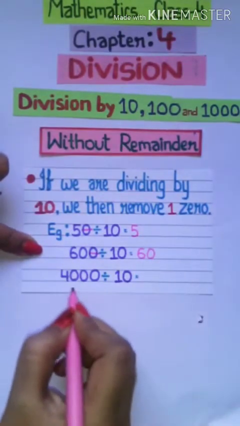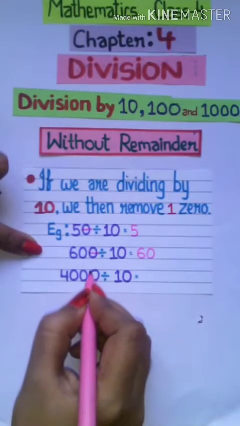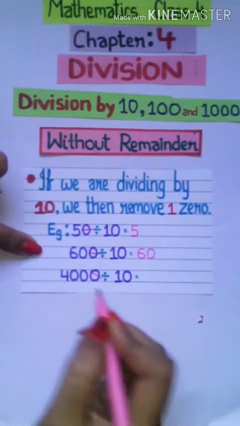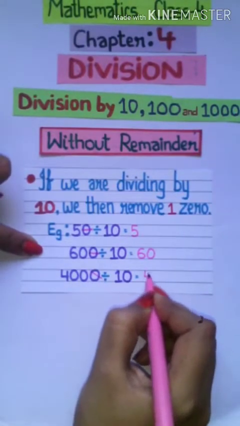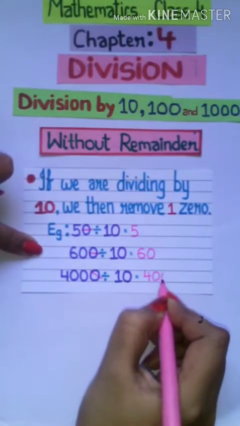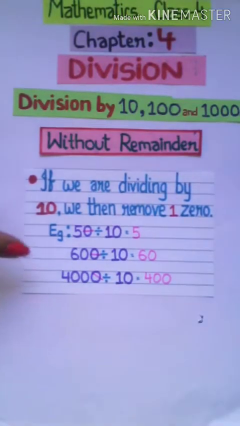And from 4000, if we remove one 0, then we are left with 400. So this was an example of dividing numbers by 10.